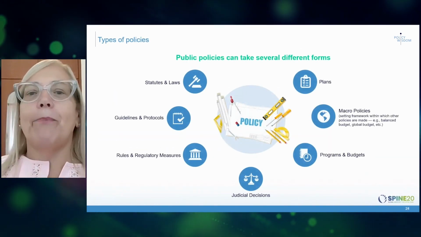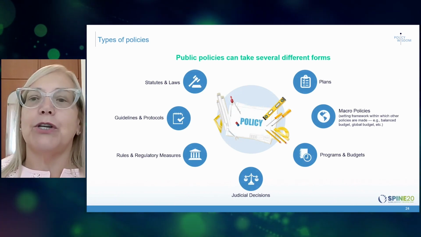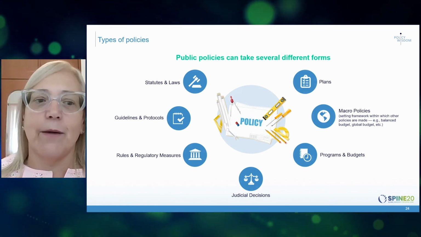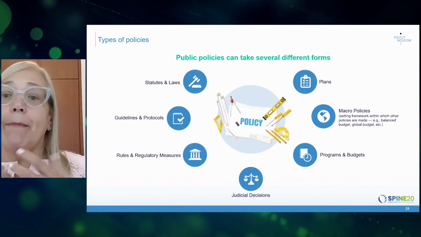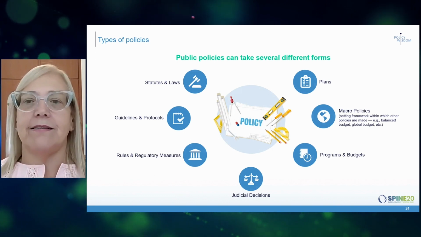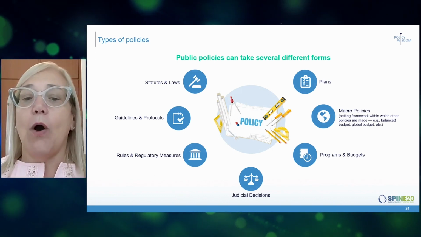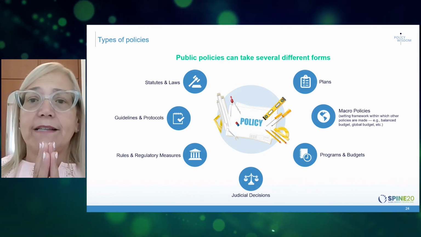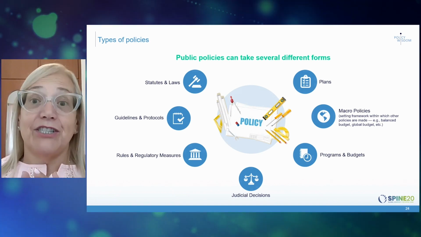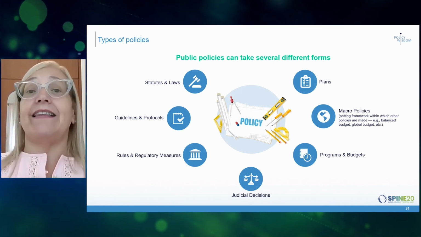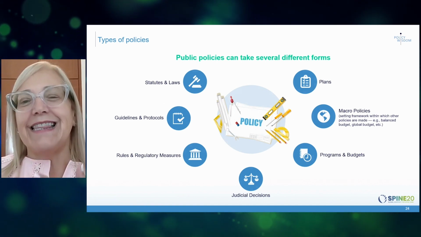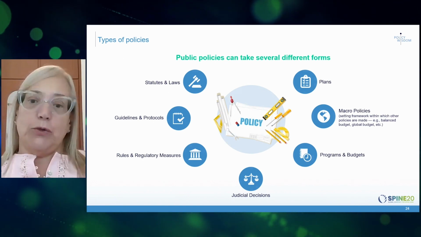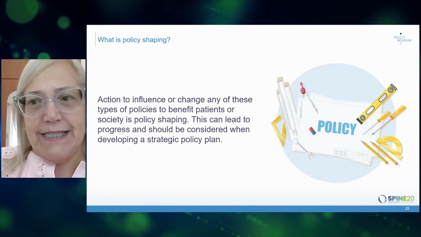So having said that, policies can take several different forms. It could be the typical understanding of a policy, which is a statute or a law, but it can also be a guideline, a protocol, a regulatory measure, a macro policy like the country's budget, plans like a cancer plan or things like that. And also it can take the form of a judicial decision. And let me explain why. Once a judicial decision is made, that serves as a precedent for the next time something like that happens. So although it's not a policy in the typical way, it is a way of ensuring stability in the reaction to a situation.